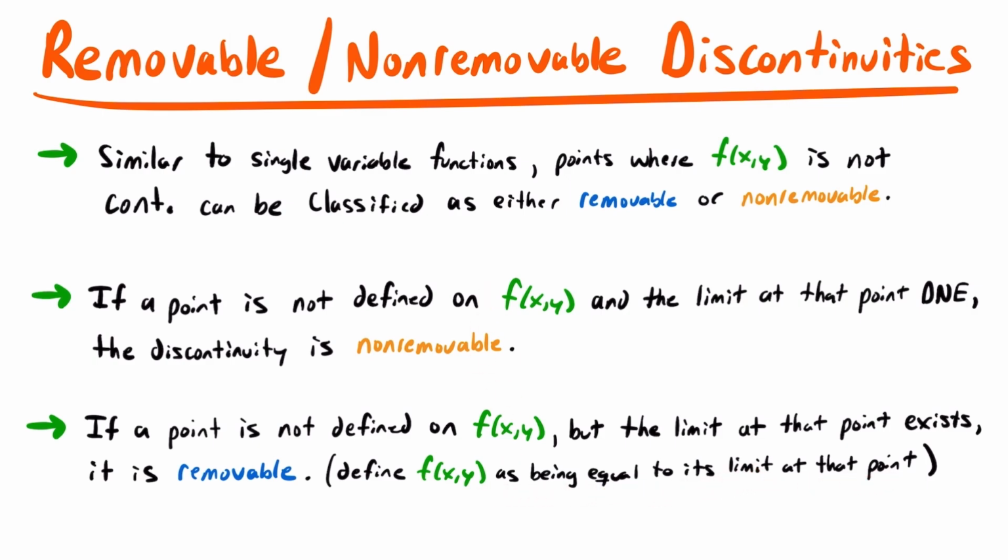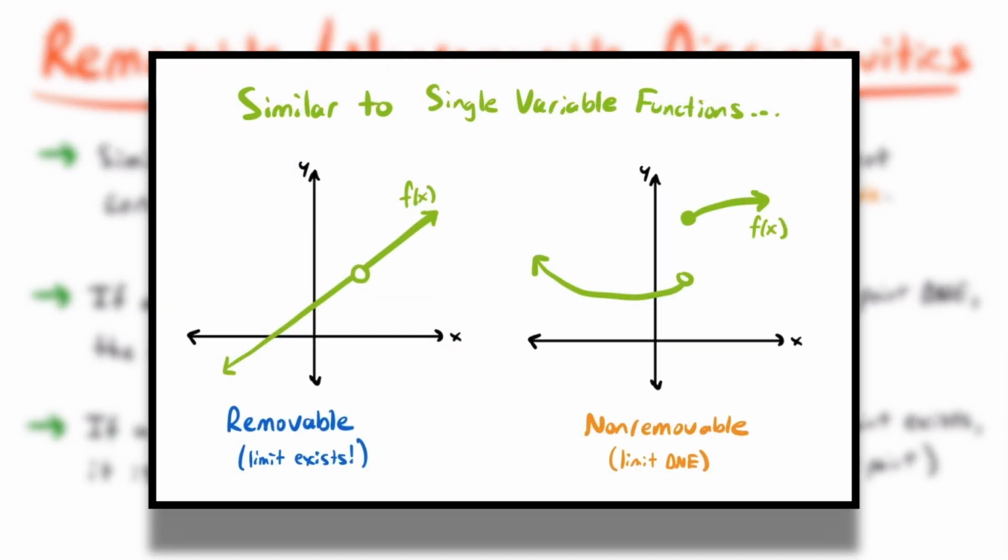All right, so in both cases, the function is not defined at the point in question where we have a discontinuity, but the difference is that if the limit does not exist, it's non-removable, but if the limit does exist, then it's removable. And this should make sense if you think back to Calculus 1, when we first talked about removable and non-removable discontinuities. Functions that had removable discontinuities would look something like this.